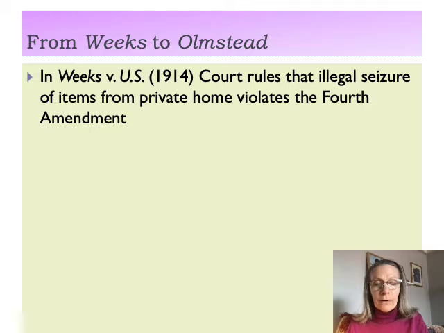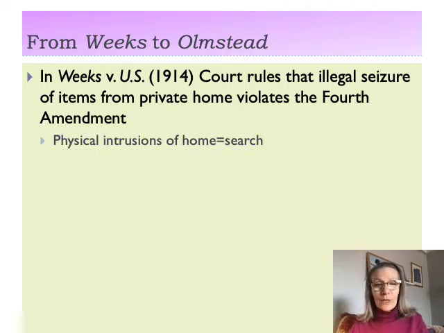And so federal agents thought that he was involved in this illegal activity. And so they came to his house. They didn't have a warrant. They entered into his house and they seized papers which linked him to the crime of transporting lottery tickets through the mail. Now, this was done without a search warrant, and Fremont Weeks basically said that his Fourth Amendment rights had been violated, and the court agreed.